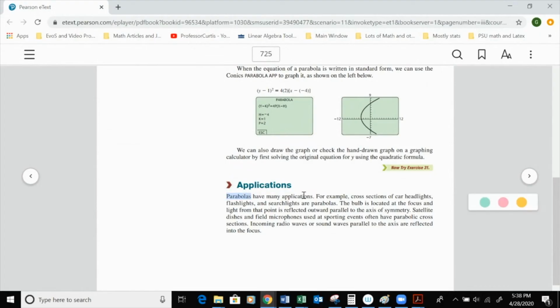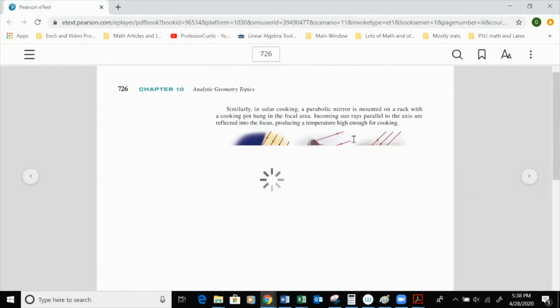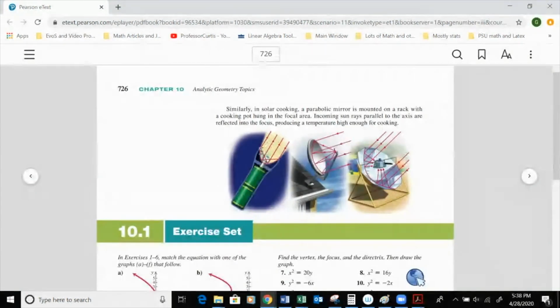Parabolas have a ton of applications. There are a crazy number of applications for parabolas: cross-section of car headlights, flashlights, searchlights, satellite dishes, field microphones. Let me show you how it works. Usually I draw this on the board, and instead I'll just show you the picture. Notice that here is the shape of a parabola, and we know something about parabolas. Parabolas all have a focus point and a directrix line.